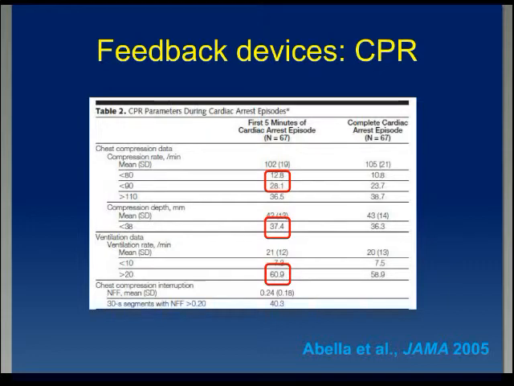At the bottom, there's a row for NFF, or no flow fraction, meaning the period of time during an arrest that chest compressions are not in progress. They have a goal of that being less than 20%, and they found that 40% of segments had chest compressions not in progress more than 20% of the time.